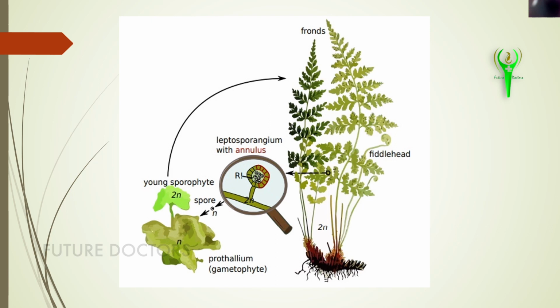Fertilization. Water is required for transfer of antherozoids. These are released from the antheridia and reach the mouth of the archegonium through a film of water only. Fusion of the male gamete with the egg present in the archegonium results in the formation of zygote. Zygote develops into a multicellular, well-differentiated sporophyte, which is the dominant phase of the pteridophytes.